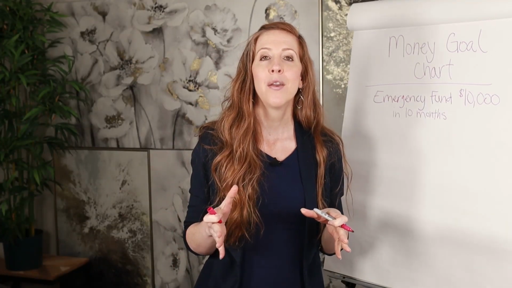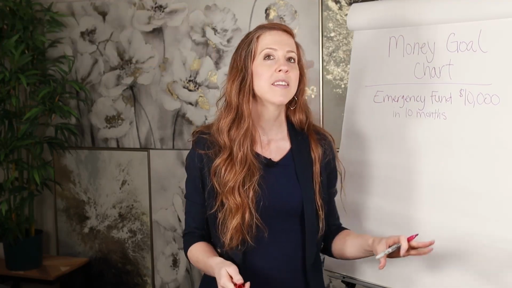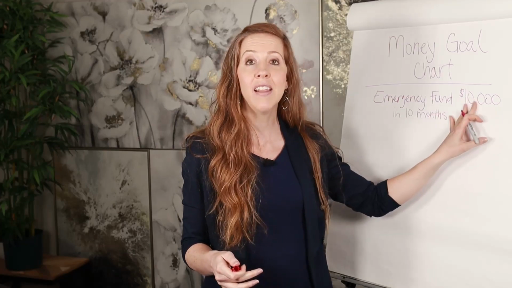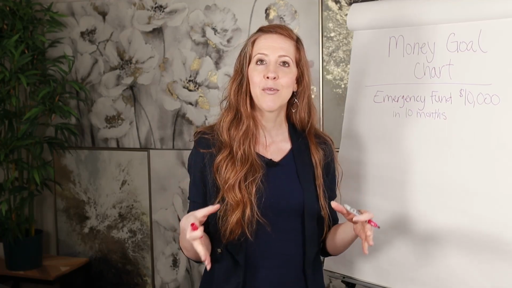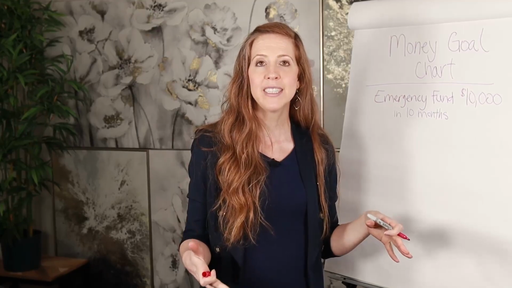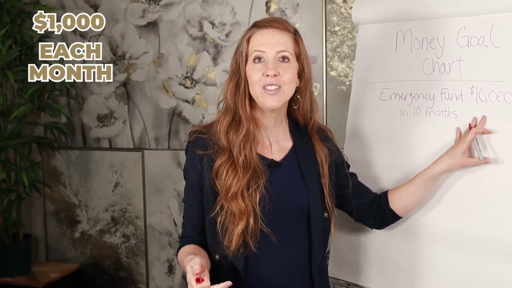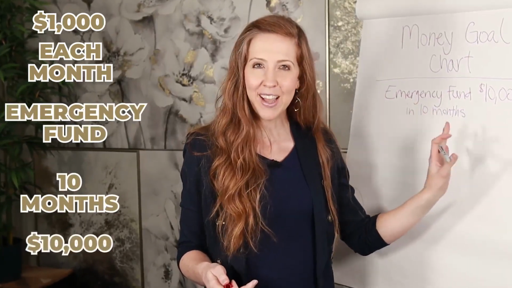We want to create actions that are going to get us to this goal. So what is going to get me to an emergency fund of $10,000 in 10 months? What steps do I need to be taking right now in order to achieve this goal? For me, I'm going to say I want to put $1,000 each month into my emergency fund so that in 10 months I will have my $10,000.